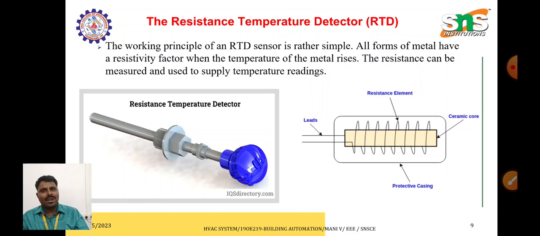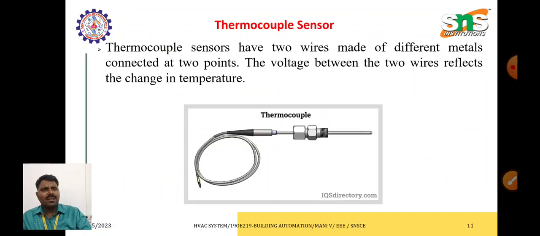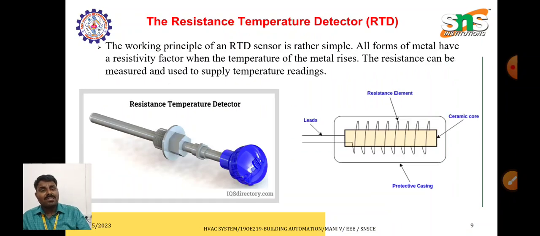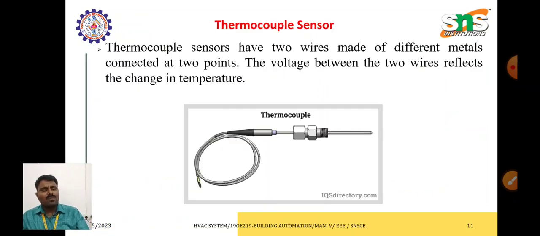That is an RTD, a resistance temperature detector. And this is a thermocouple. Here you can see in an RTD, if the temperature changes, the resistance of the metal changes, so with respect to the resistance we can measure the value. In the thermocouple, there are two elements made up of two different materials. If the temperature changes, the resistivity of the material changes, so we measure the voltage across the two different points. That is a thermocouple.